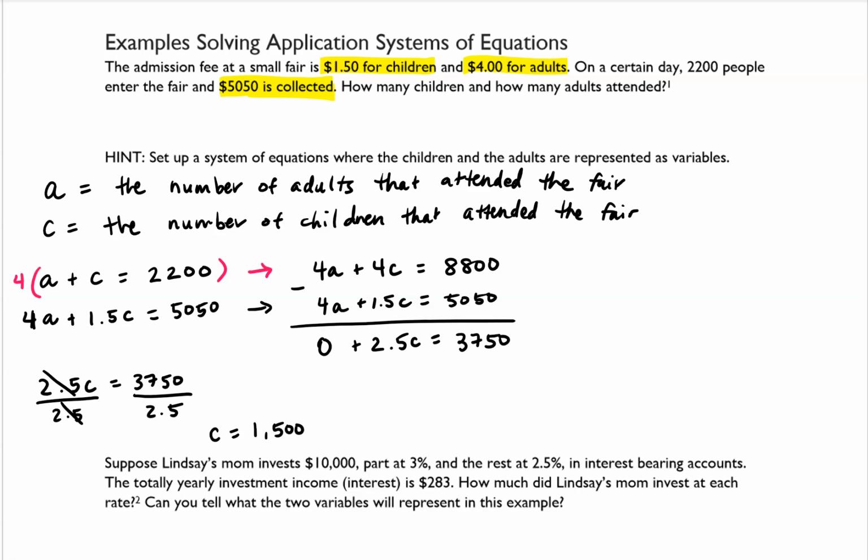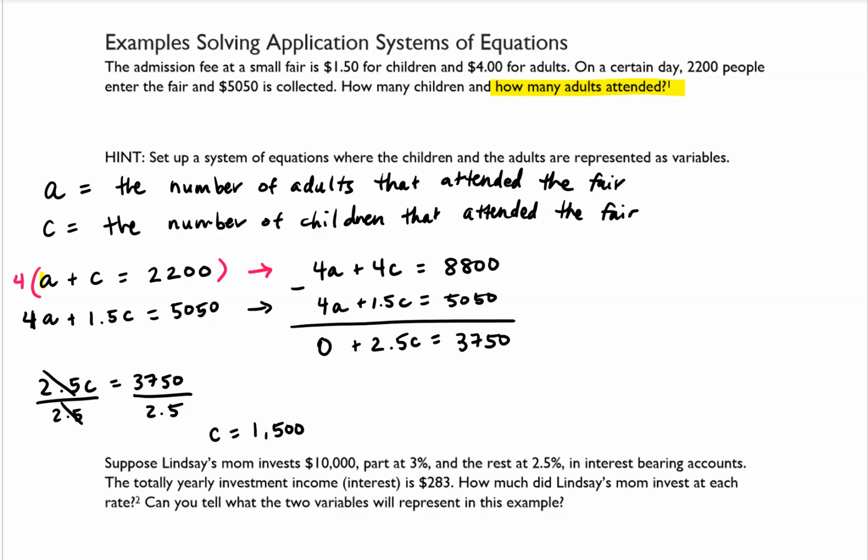Okay, so take a moment and ask yourself, what does that mean in the context of this problem? Well, if you go back up here, we know that C is the number of children that attended the fair. So there shouldn't be any question about what we just solved for, because we were very diligent at the beginning and we were very precise about how we defined our variable. So this tells us that 1,500 children attended the fair. Now, are we done? Not quite, because we still have to figure out how many adults attended the fair.